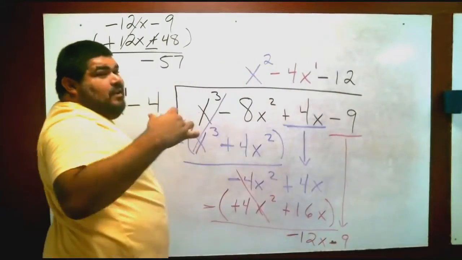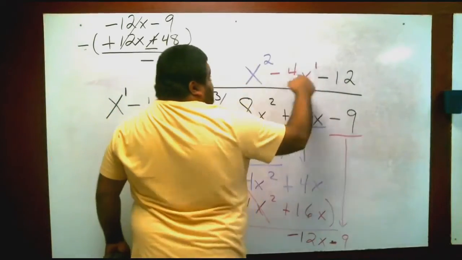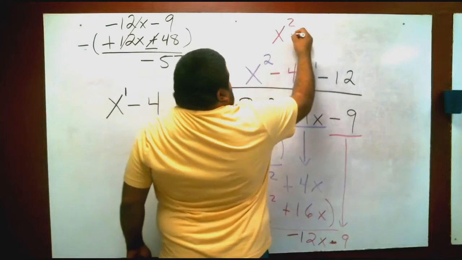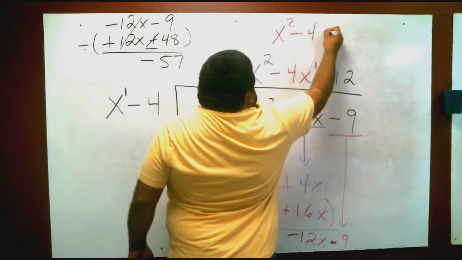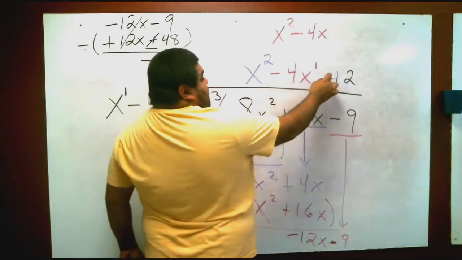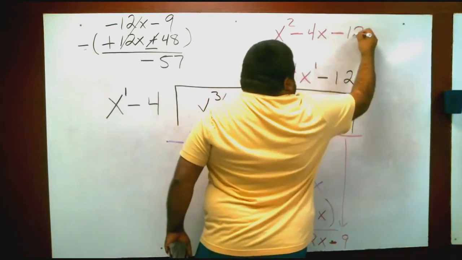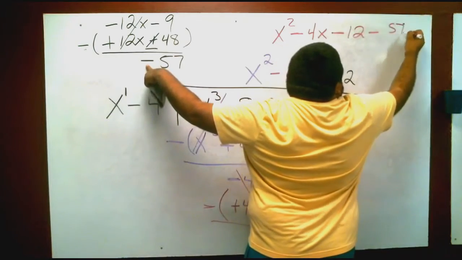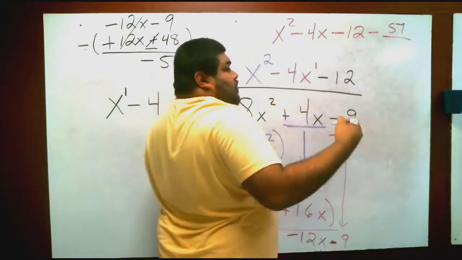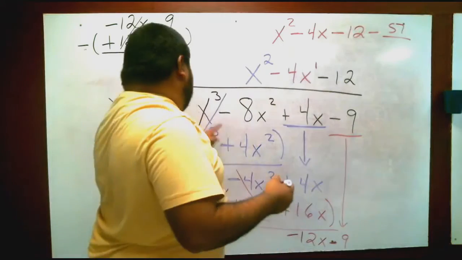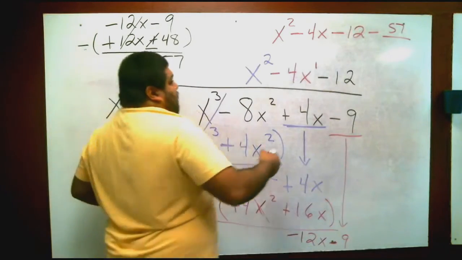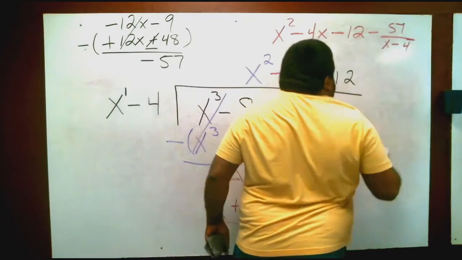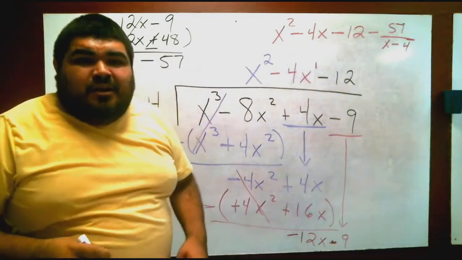The way we write the final answer is we keep the numbers, okay? X squared minus 4x, okay, minus 12 minus 57 over the number you're being divided by, which in this case is x minus 4. X minus 4. Okay? And that is our answer.